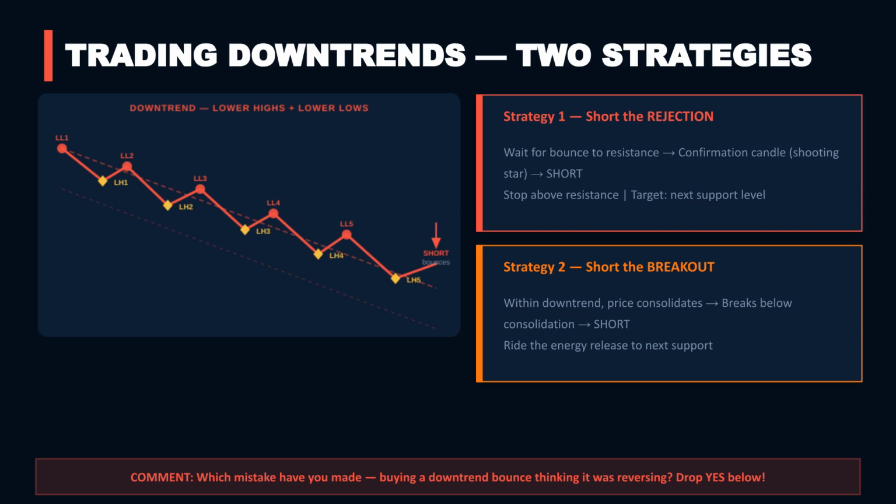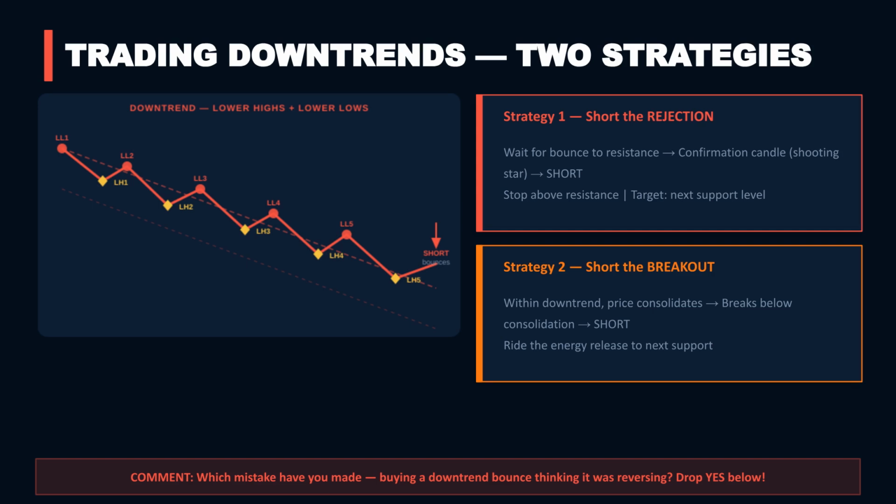So how do we trade a downtrend? Mirror image of uptrends. Strategy 1. Rejection plays. You see the downtrend. You see the resistance line. Price is bouncing up to resistance. You wait for confirmation. A shooting star. A bearish engulfing. When you see that confirmation, you short.